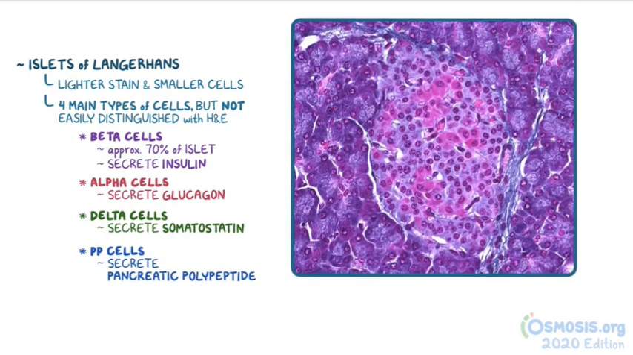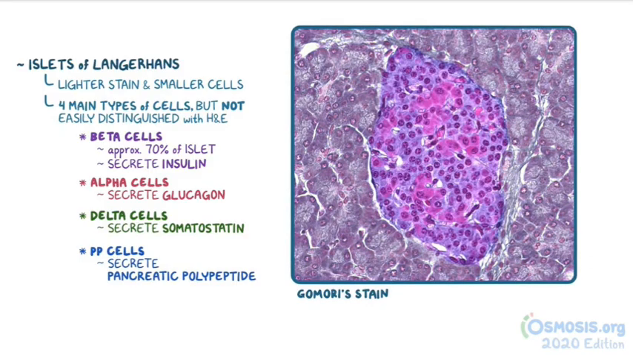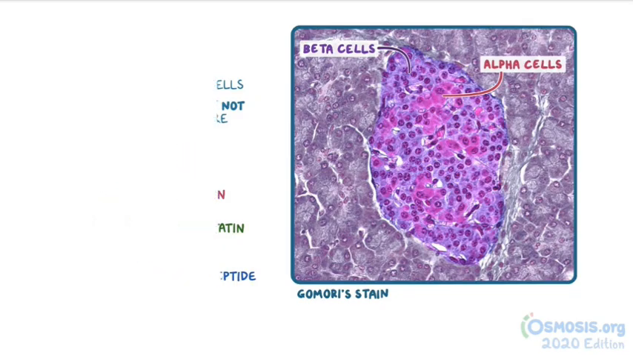This image of an islet was stained with Gomori stain, which allows us to differentiate the beta cells that stain bluish purple, and the alpha cells that stain pink. And we can also see just how much of the islet is made of beta cells. In individuals with type 1 diabetes, there'll be a decreased number of beta cells, as a result of autoimmune destruction of these cells specifically. Alright, as a quick recap.